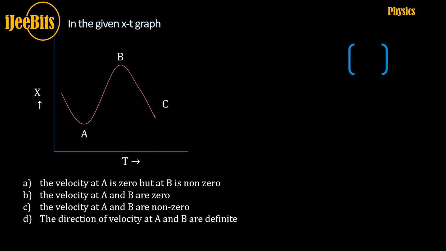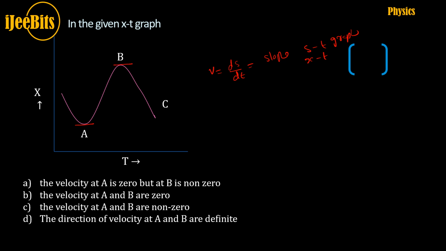What is given in A? The velocity at A is 0, but at B it is not 0. First thing you have to understand: how do you get velocity? Velocity is nothing but ds by dt. So this is nothing but the slope of the s-t or x-t graph. Agree? So if you look at the slope, he is talking about only A and B. This is point A, this is point B.